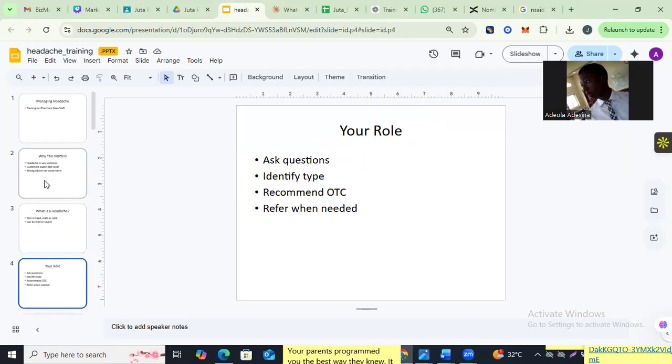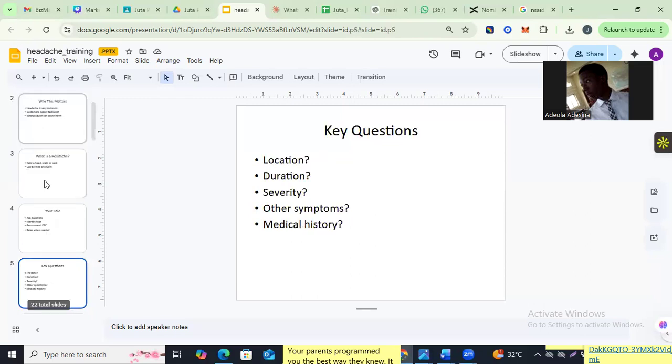Number one, you need to be able to ask questions. Number two, you need to be able to identify which type of headache it is. Number three, you need to be able to recommend OTC, paracetamol, ibuprofen, and then you need to know when to refer to the pharmacist.